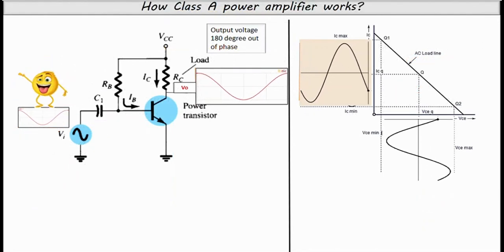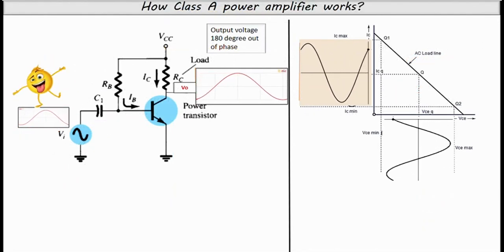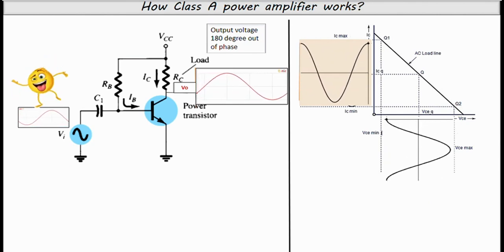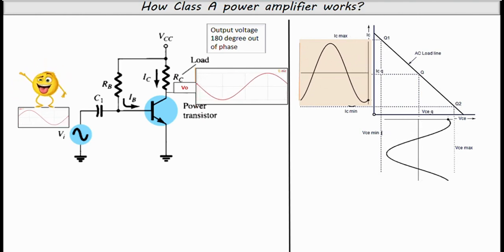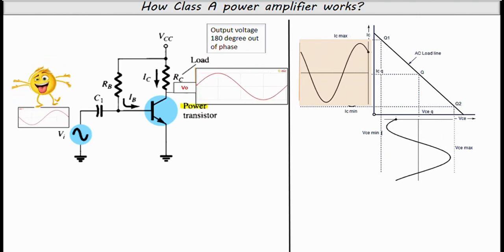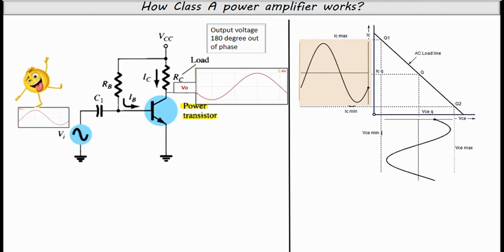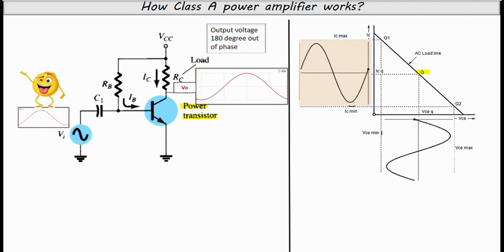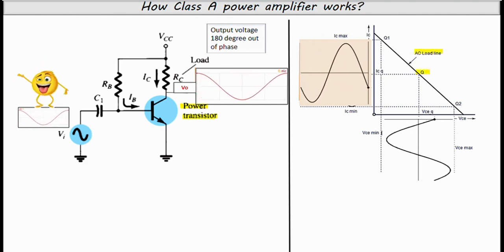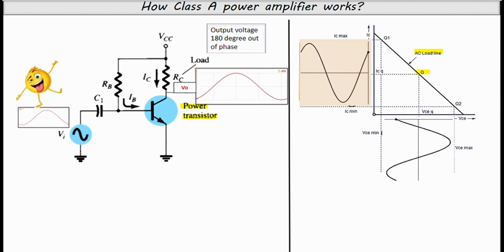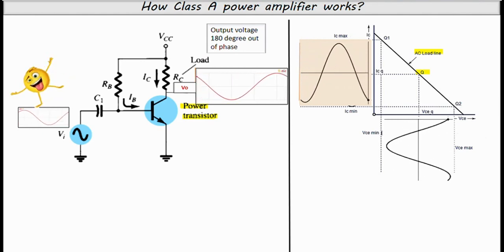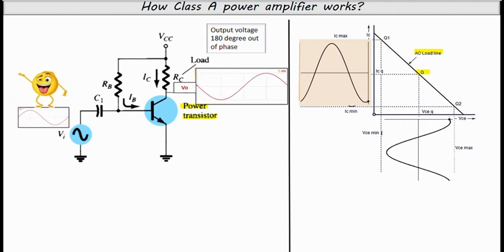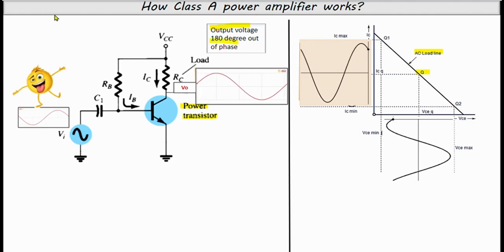The question is how a class A power amplifier works and what its principles are. A class A power amplifier is just like a small signal amplifier. The only difference is it has a power transistor, and this power transistor works in the active region, at the Q point in the middle of the AC load line. If we give a sine wave as input, we will get an amplified output of that sine wave. The only difference is the output is 180 degrees out of phase.